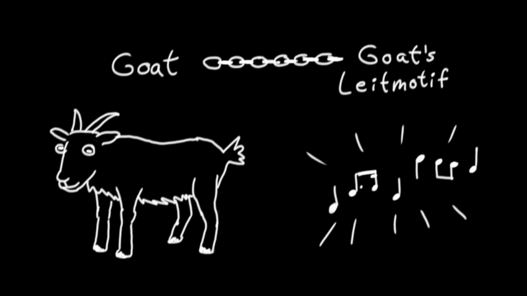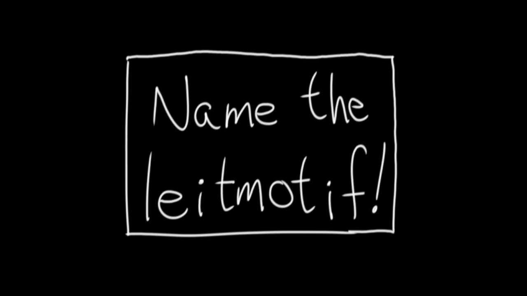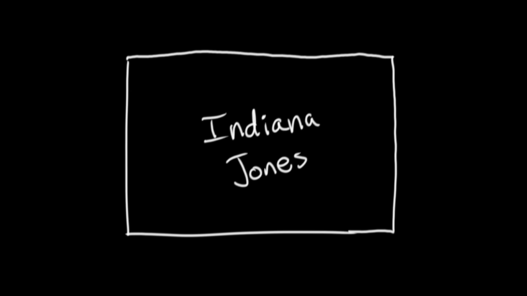When this character or idea is first introduced, the leitmotif is also heard, and the two are presented together several times so the audience can form an association between the concept and the audio. Eventually, a successful leitmotif will be able to make us think of a previous character or idea even without the visuals. Here is a pretty famous example from film. You probably don't need me to tell you this leitmotif represents the character Indiana Jones.